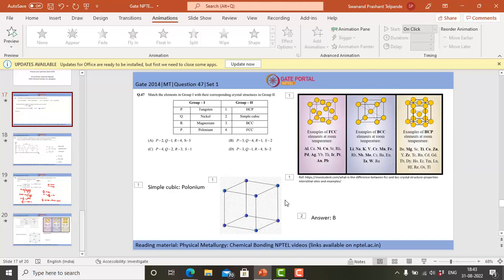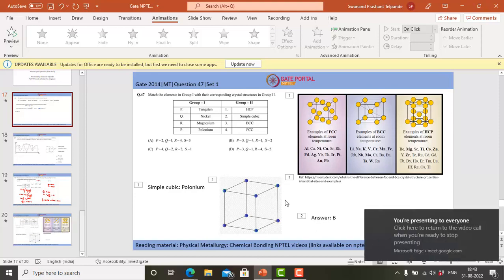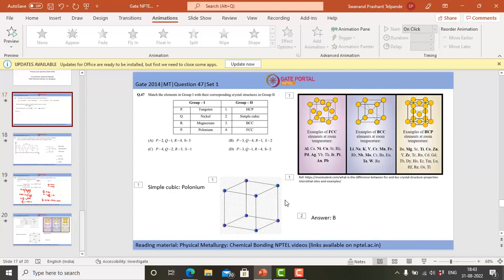The second question was regarding fatigue. Fatigue basic formulas you need to revise: what is alternating stress, what is mean stress, what is R, the basic formulas. The third question was regarding true stress, true strain, engineering stress, engineering strain, and how they are related with each other. These formulas you need to know to answer these questions.